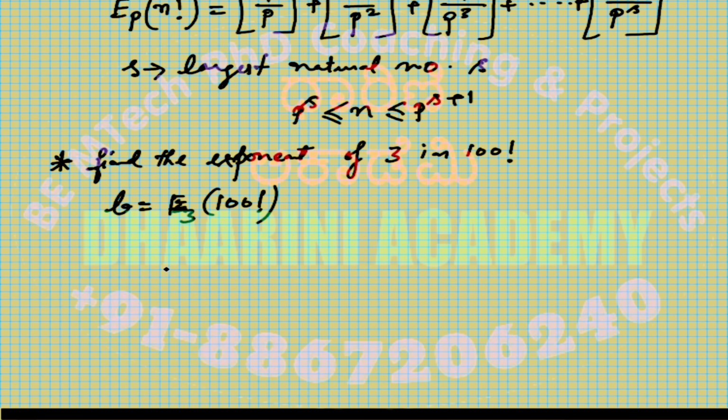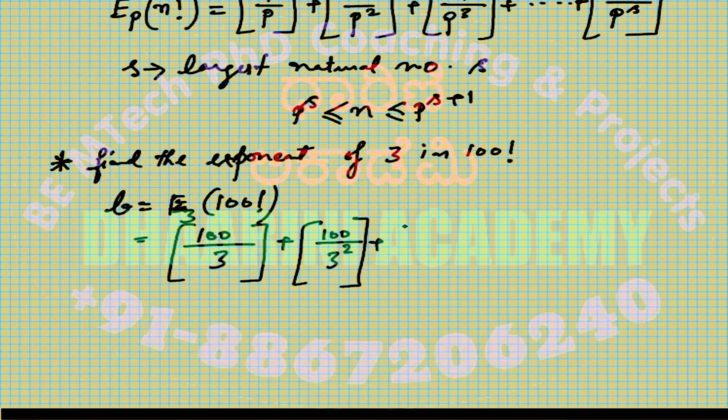So EP of n factorial is nothing but, look at n is 100, divided by the first number, 3. I have to take the largest integer in this result. Only the integer part you need to take. Next, 100 divided by 3 square, plus 100 divided by 3 cube, plus, like that you have to write the terms until this condition is satisfied. What is p? p is equal to 3. So 3 to the power what number is satisfying this condition?